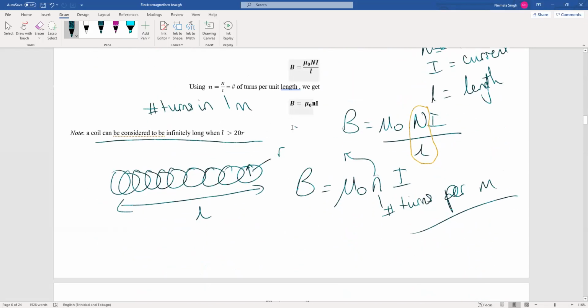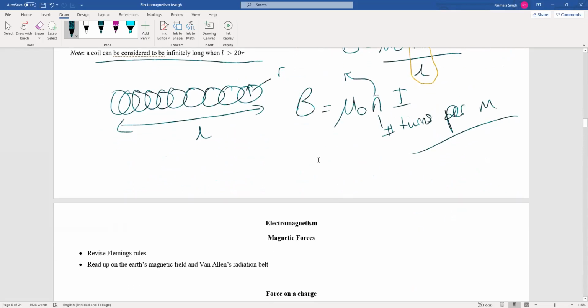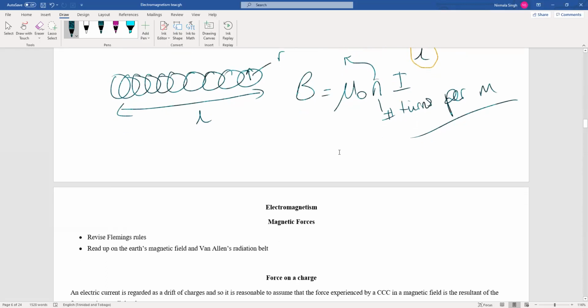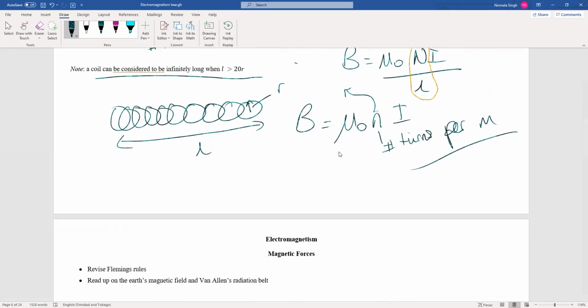So that is it for here. We're going to wrap up here. I did say we're going to stop at 3. We're going to continue next day with magnetic forces. So if you will, please read up on and revise your other rules. We already did the left-hand rule. Go and revise Fleming's right-hand rule. Read up on the Earth's magnetic field and the Van Allen radiation belt, because I will not be going through that. This is a topic for you all to read.